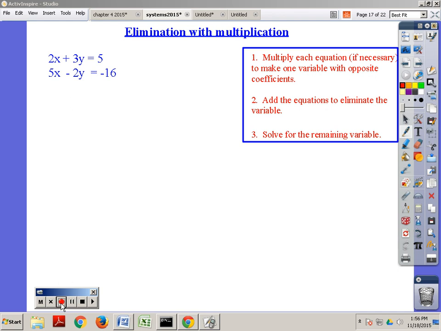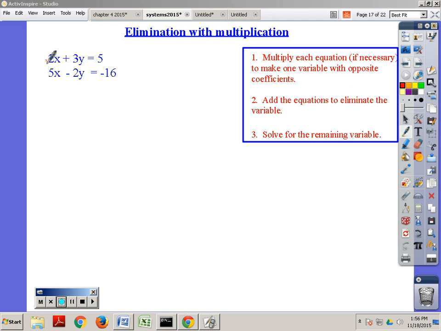Okay, now that you are comfortable with elimination, we can add another level of difficulty. Previously, we were looking for equations that had opposite coefficients. Well, in this case, we don't have any opposite coefficients. If I added these together, I get 7x, positive y, negative 11. Nothing's going to be eliminated.